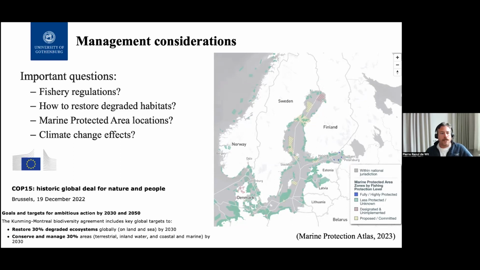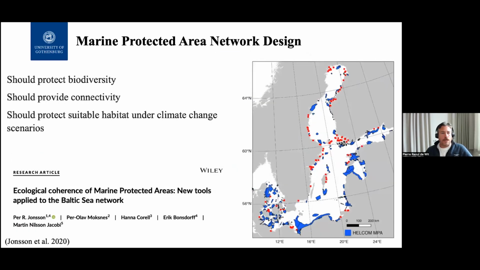So if we now go to the marine protected area network design, when you design marine protected areas, there are at least three things you need to consider. They need to protect biodiversity, they should provide connectivity, so it should be possible for organisms to move from one to another, and they should protect suitable habitat under climate change scenarios.